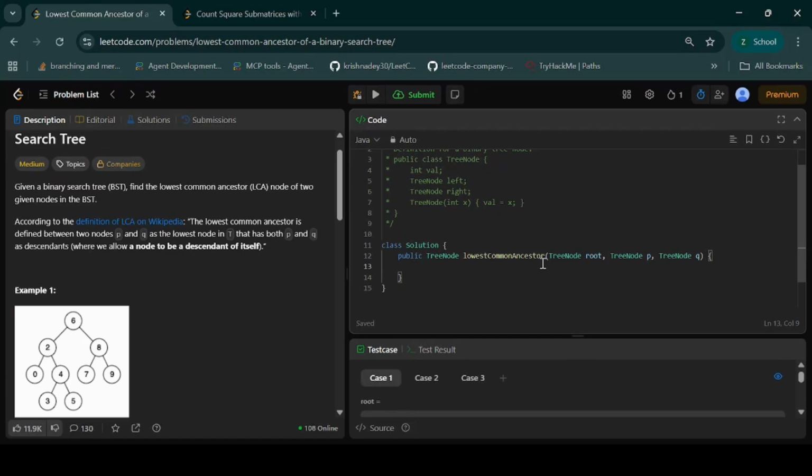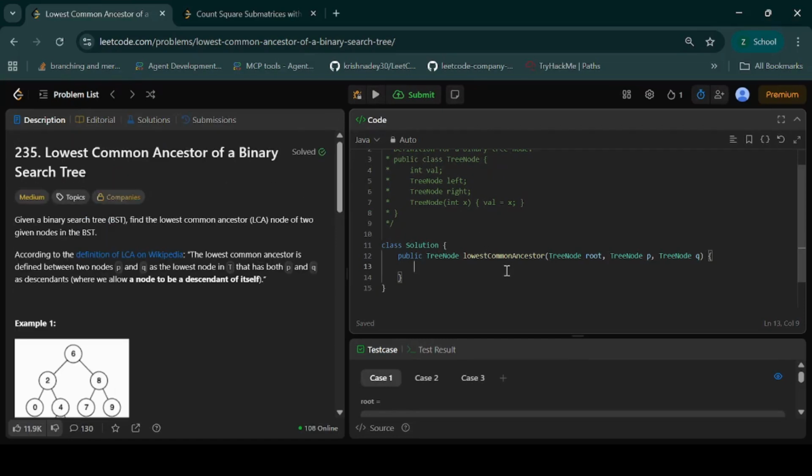So since it's a binary search tree, we can just use that property of binary search tree to traverse the tree. While root is not equal to null, first, we can check if root.val is greater than p.val and root.val is greater than q.val. That means our root is greater than both the nodes. That means both the nodes are in the left subtree of the current node. So we can just traverse to the left side.